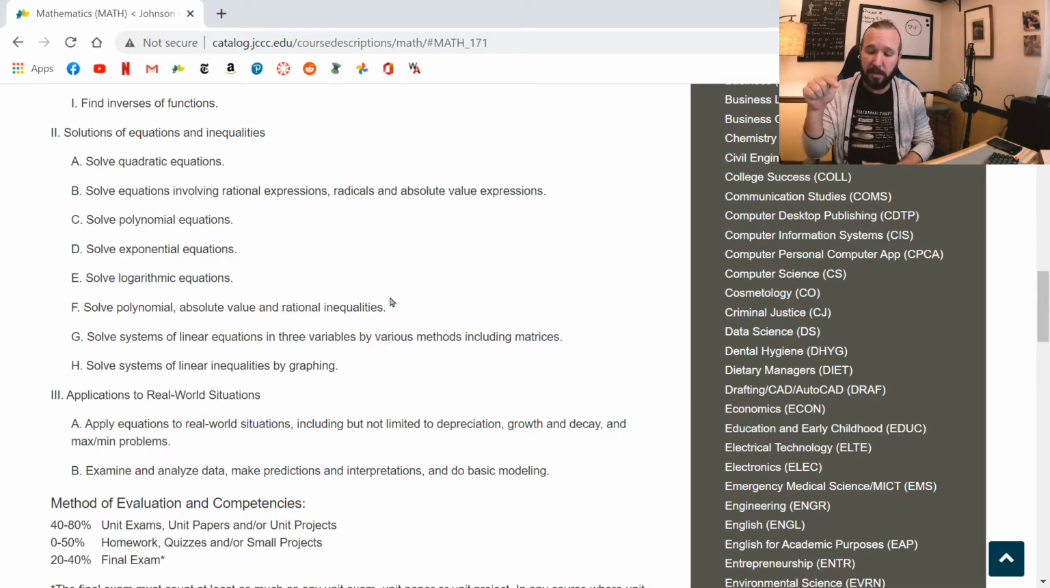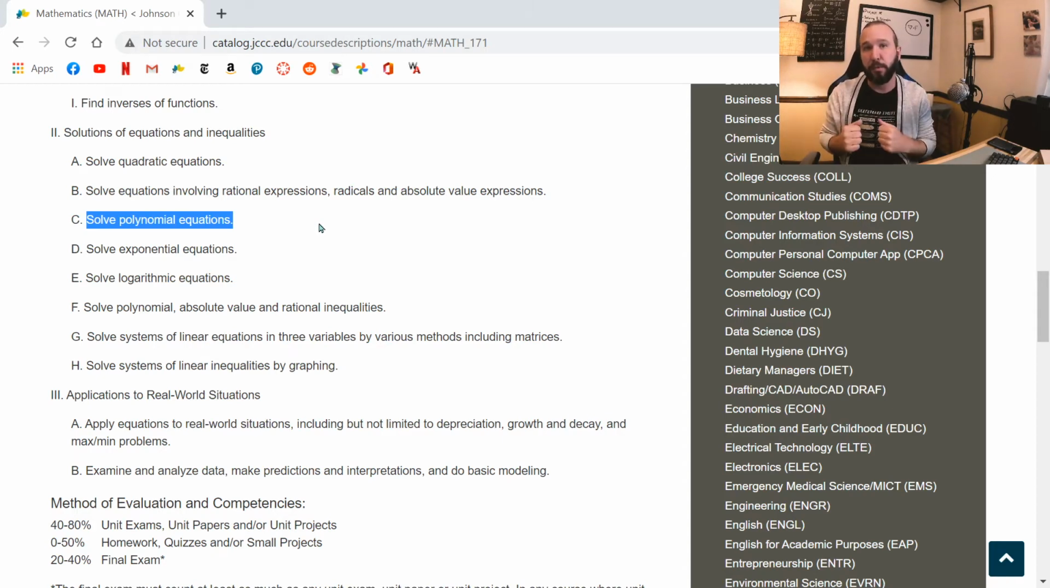So the assignment is to dig through this list and find all of the topics that were on the test that we just took. And then you're going to need to summarize any important concepts and write down an example problem. So I'm just going to do one as an example, but you've got to do all of the ones that appeared on this test. So as an example, I'm just going to choose solve polynomial equations. And again, I'm going to summarize any important concepts and solve an example problem.